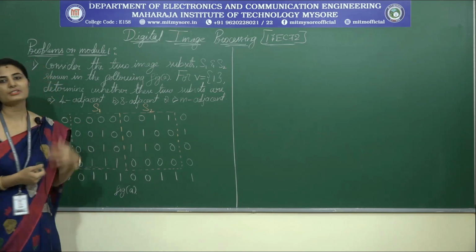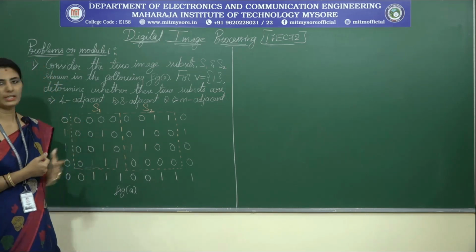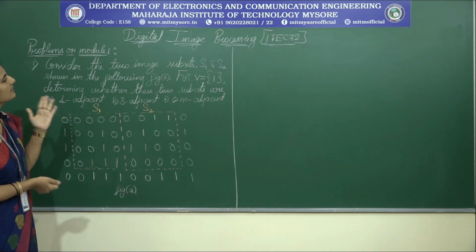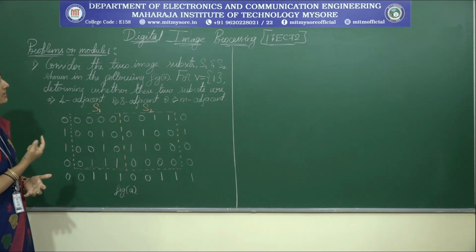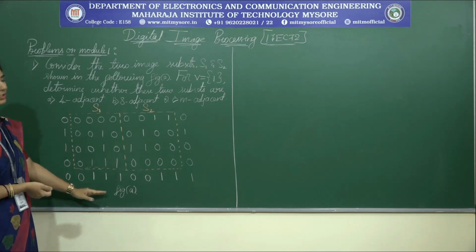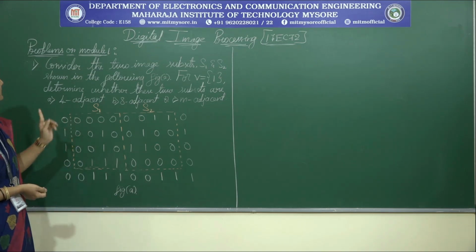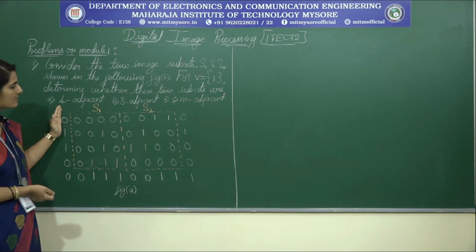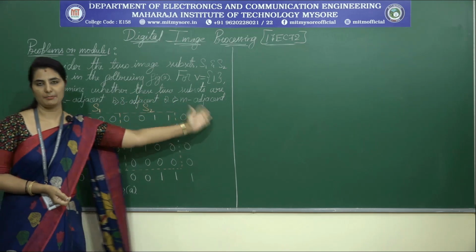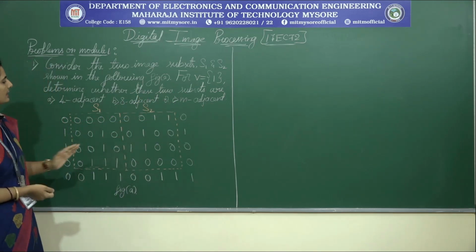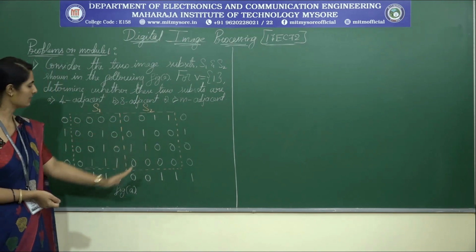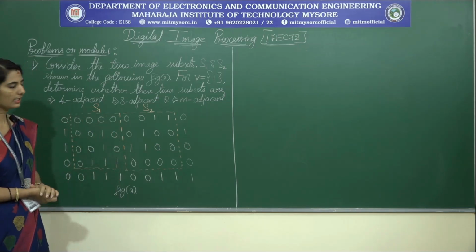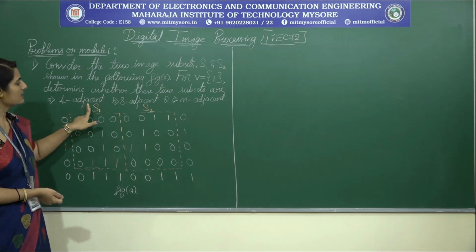So today I am going to discuss the problems on module 1. The first problem is like this: consider the two image subsets S1 and S2 shown in the following figure A. For V equal to 1, determine whether these two subsets are 4 adjacent, 8 adjacent and M adjacent.